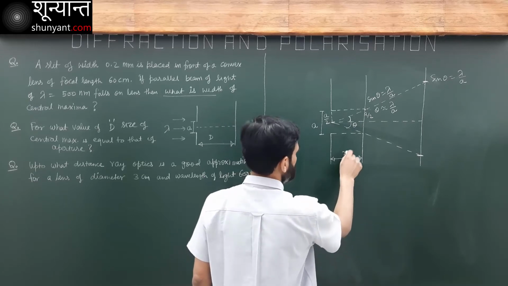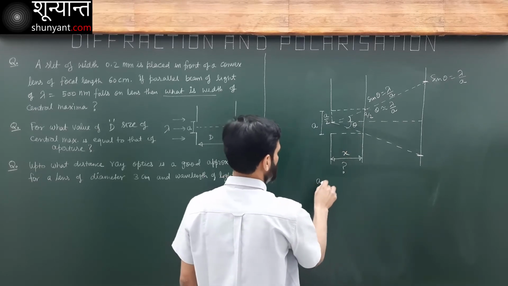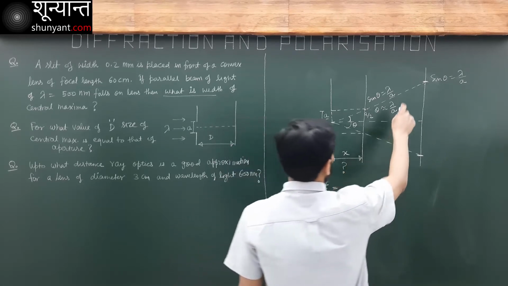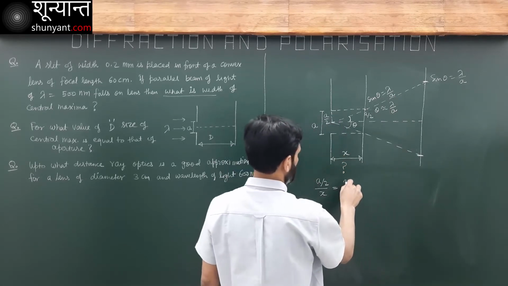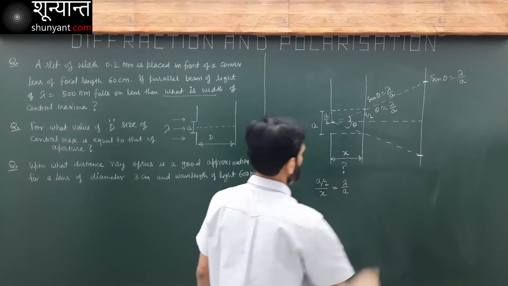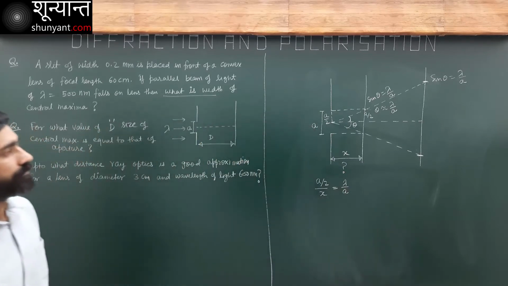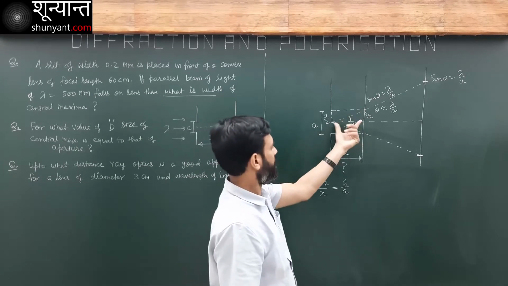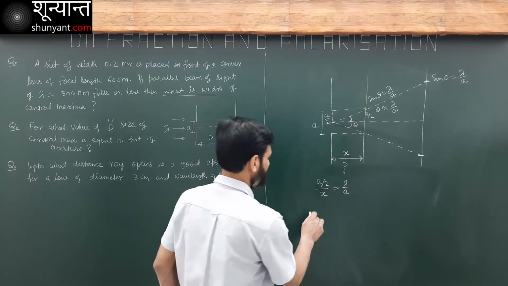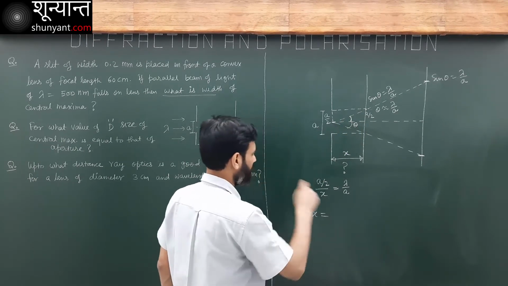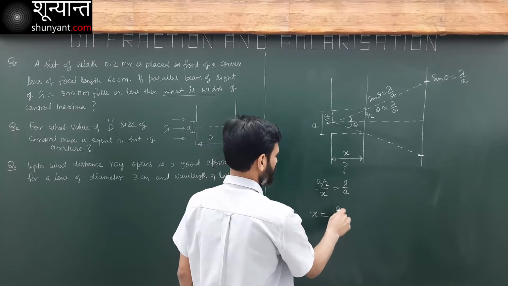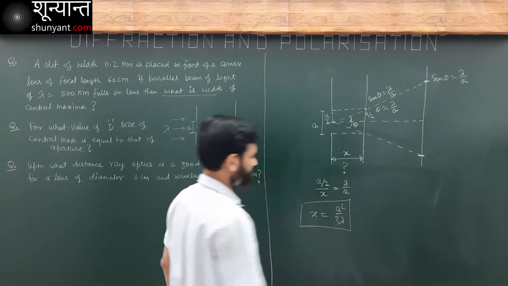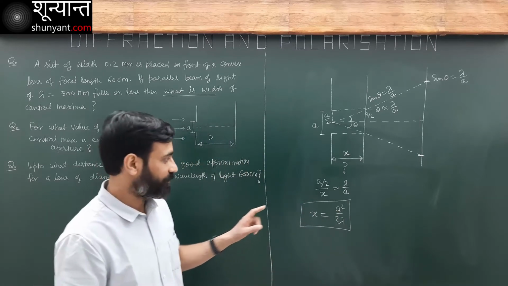Let's say that this distance is x. Okay, so A by 2 over x is equal to lambda over A. This is A by 2 over this distance x. Okay, so we get x is equal to a square over 2 lambda. Now what is the significance of this distance?